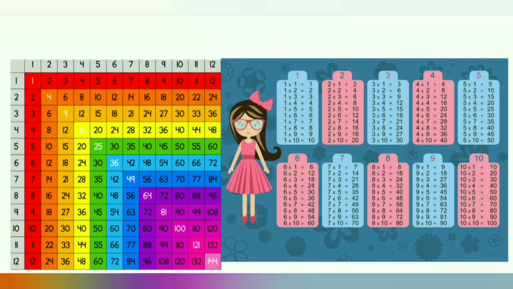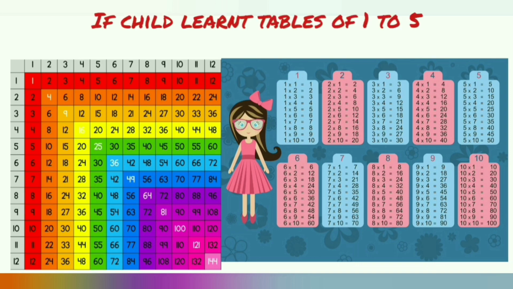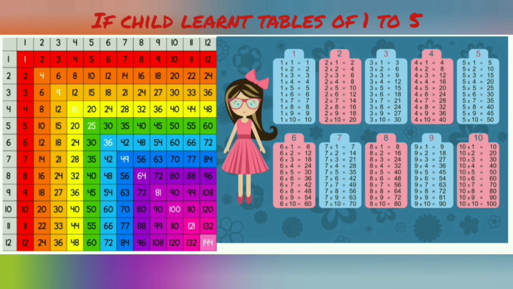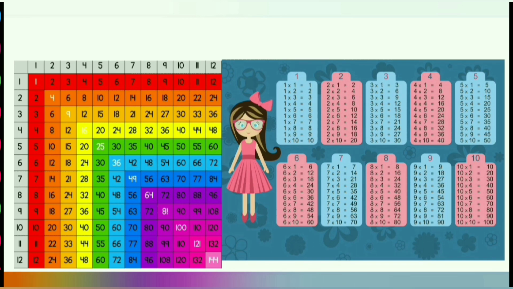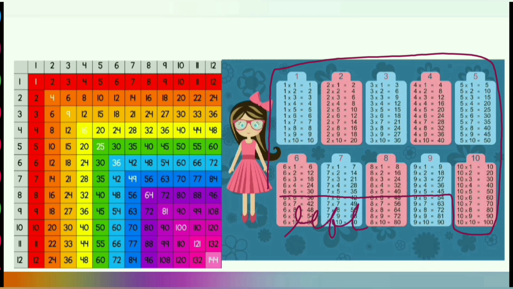After that, if your child learned the tables of 1 to 5 very well, it means he has learned the table of 6 till 6 fives, the table of 7 till 7 fives, the table of 8 till 8 fives, and the table of 9 till 9 fives. Now, I would like to eliminate some areas which are already known to your child, so we can know how many areas are left to learn. See, only these many areas are left. You can encourage your child by showing this method. Isn't it a very easy method?